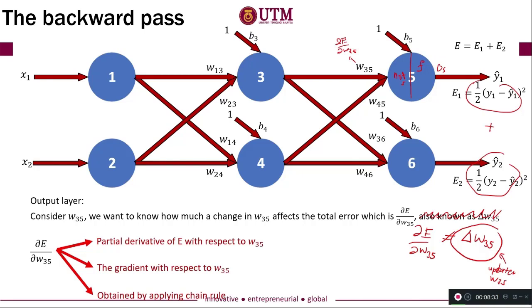So to find del E over del W35, because E comes from here, now del E must be over what? What are the independent variables of E? E should depend on y1 hat and y2 hat. If you remember, your E consists of two variables, y1 hat and y2 hat. Because if you add E1 and E2, E1 contains y1 hat and E2 contains y2 hat. So that's why this function depends on these.